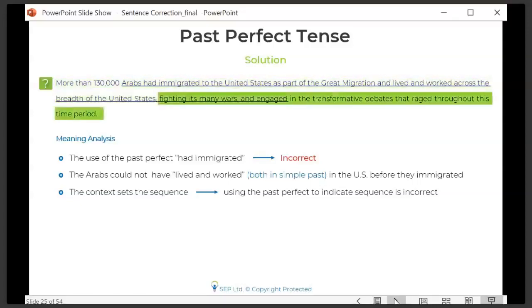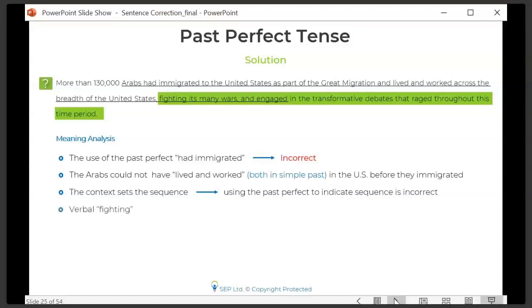Fighting its many wars and engaged. All right. So fighting its many wars and engaged. Who were fighting its many wars and engaged? We are talking about the Arabs. Now, what is to be looked at here is the verbal "fighting" is modifying the verbs "lived and worked." Again, as you proceed, you will learn that when an -ing verbal is separated from a clause by a comma, then that -ing verbal is modifying the verb in that clause, the nearest verb. So here, lived and worked, and while they were living and working, they were fighting its many wars. Okay. So Arabs were fighting the wars.